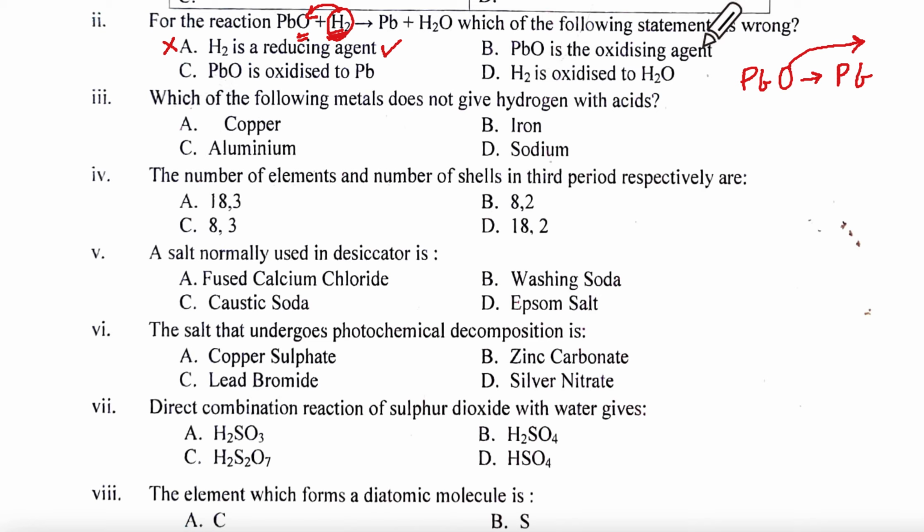PbO is an oxidizing agent. Now remember, the oxidizing agent gets reduced, so that is correct and you cannot take that either. PbO is oxidized to Pb? No, it is reduced. Correct? So this is the option that they're looking for. H2 is oxidized. Yes, H2 has been added with oxygen, so this is correct and they don't want it. They want the wrong statement, they don't want the correct statement. So we have the answer as C.